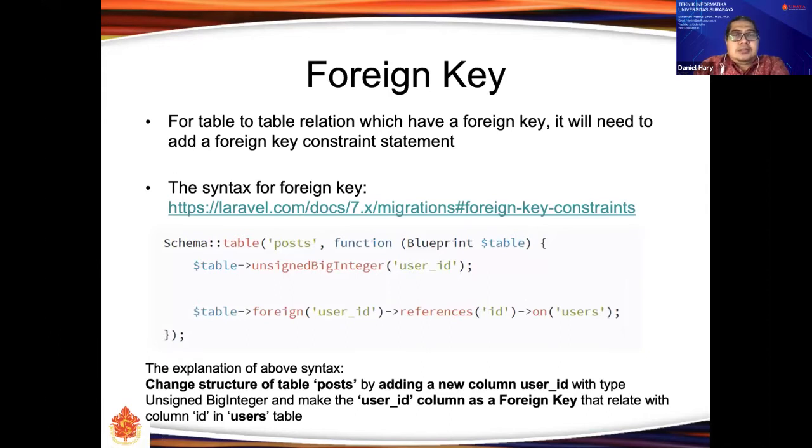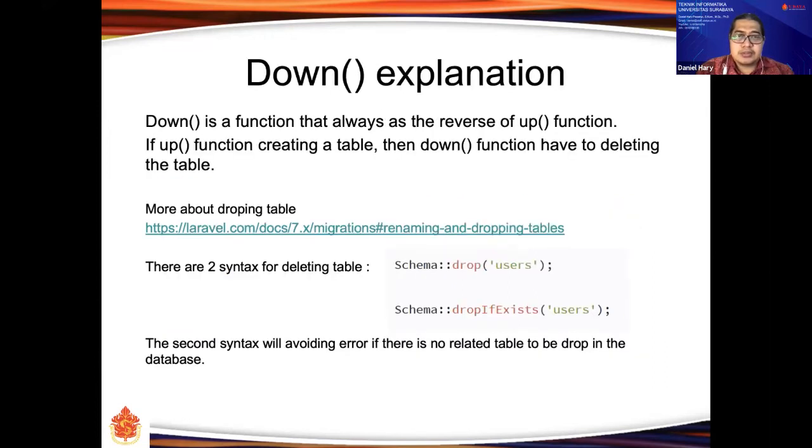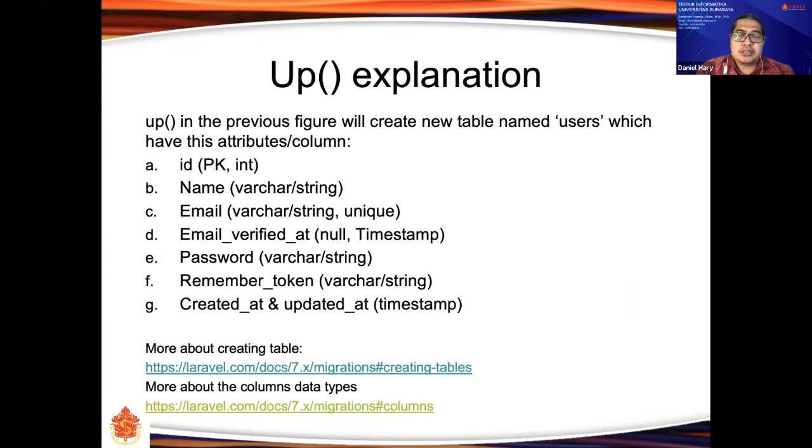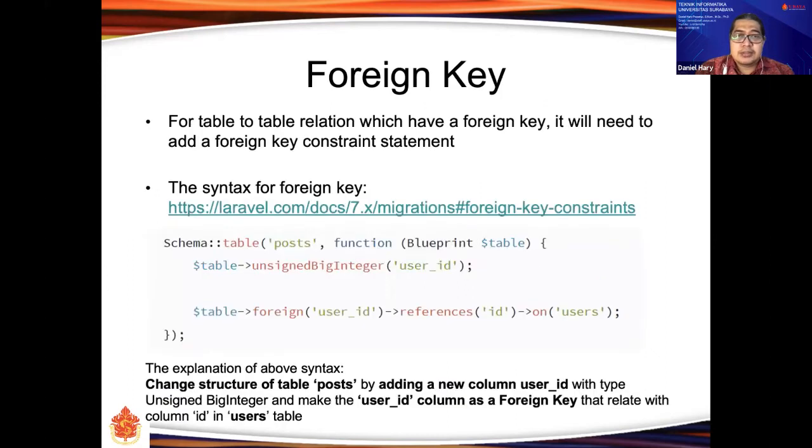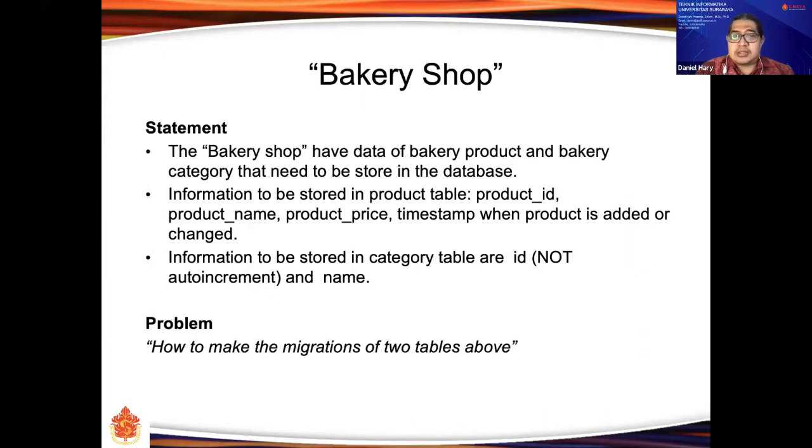Okay, next there is foreign key. I think we will use this one first, and after we succeed, we can roll back and then create the foreign key. So I think we will make the keys first. In our bakery shop, there is product for storing the bakery products, and category for storing the product categories.